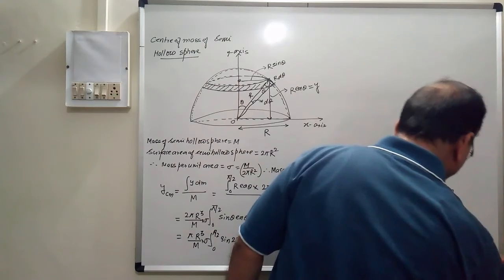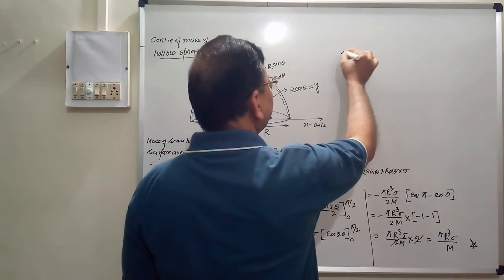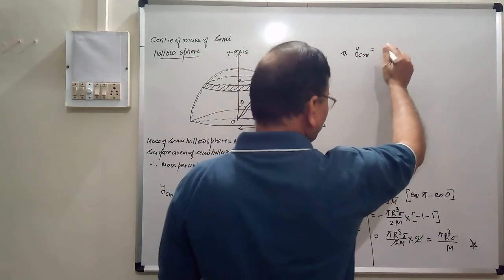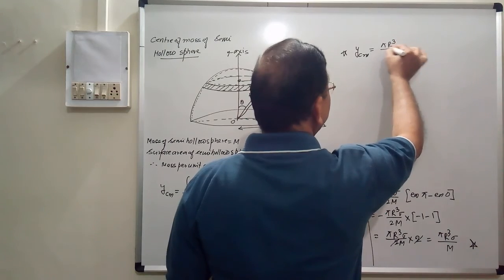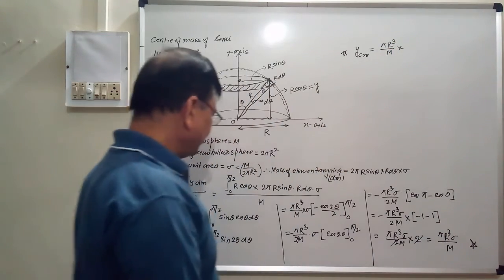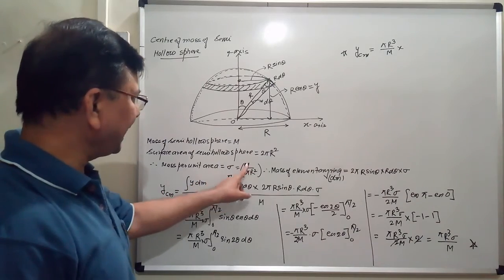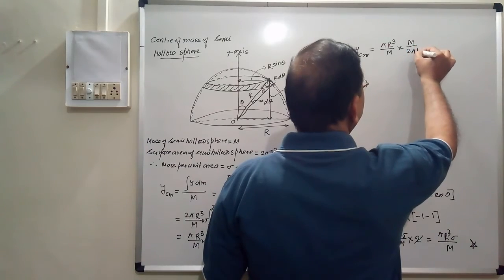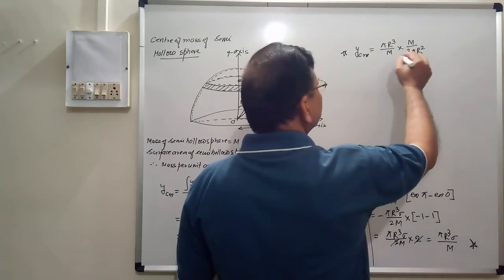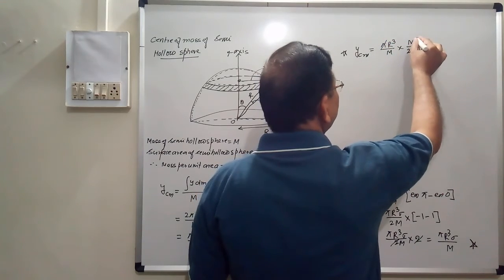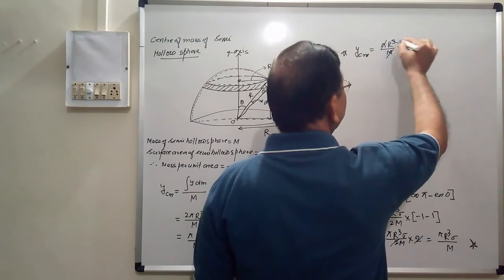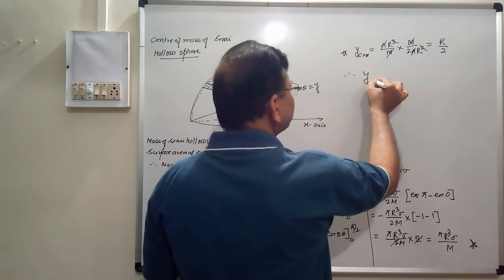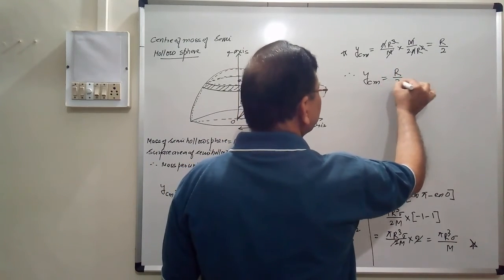So further we will write like this: y CM is equal to pi r cube by M, and then value of sigma, mass per unit area, is M upon 2 pi r square. So pi and pi will go, M and M will go, r square will go. I will get r by 2. Therefore, y center of mass will be equal to r by 2.